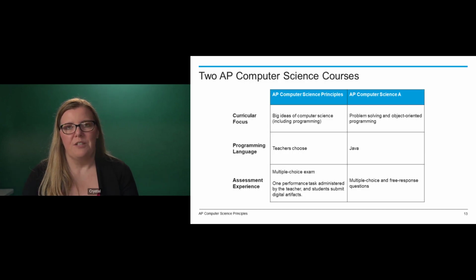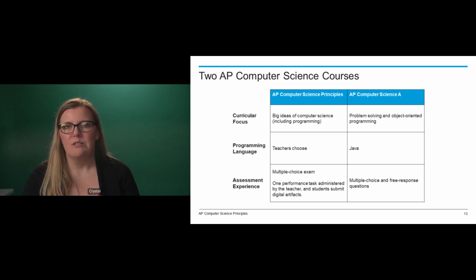So what is the difference? We have two AP computer science courses here at the College Board. We have Computer Science Principles and Computer Science A. Tonight, we're going to focus in on Computer Science A. If you're interested in Computer Science Principles, we had a session last night that was recorded and will be published, so you can look at that if you're interested in that course as well. But what's the difference between these two courses?